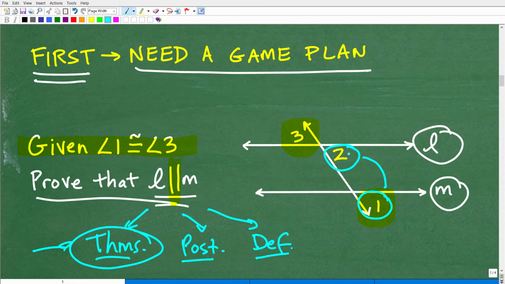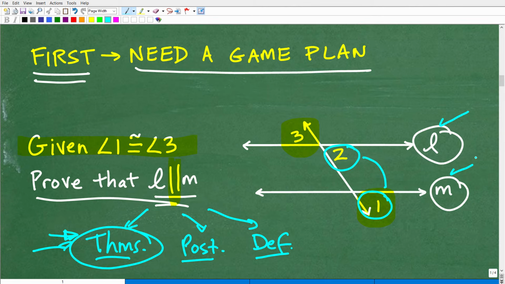They're corresponding angles, okay? And you're saying, oh, corresponding angles. Wait a minute, I remember seeing a theorem that said if two corresponding angles formed by a transversal and two lines are congruent, then these lines are parallel. Now, I kind of just paraphrased that, but that's effectively what a theorem would look like.